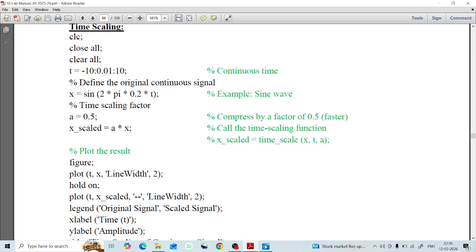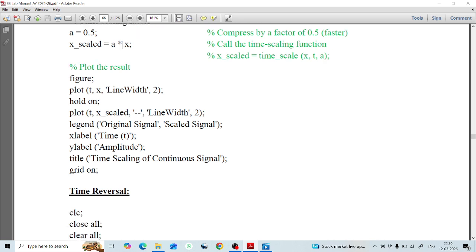So after scaling, the scaled signal is a into x, means 0.5 into x. So this is the scaled signal. Then plot the results as you require. Here plot t comma x, with line width of 2, and this is the original and this is the scaled. After scaling, we need to get the original signal comma scaled signal, both at the same time. So x label is time and y label should be amplitude and the title should be time scaling of continuous signal.